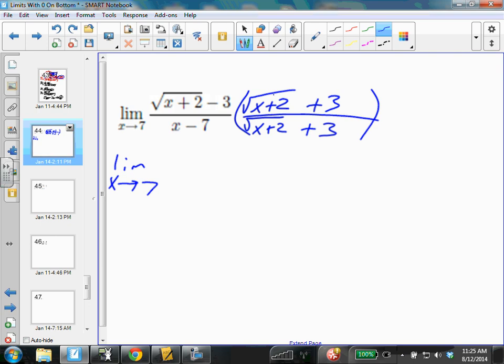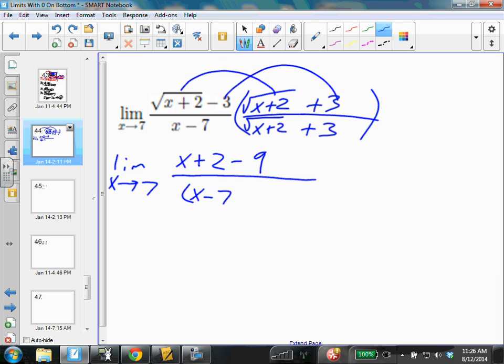So in this case, I'm only going to do a first term and a last term. Okay? So I'm going to do the first terms times one another. And that'll just give me x plus 2 in this case, because the square root of x plus 2 times the square root of x plus 2, it just comes out of the square root. And then I'm going to multiply the last term. So a negative 3 times the positive 3 is going to give me negative 9. And then remember, leave whatever part didn't have the square root in it to start with. Leave the bottom alone in this case. If the square root was on the bottom, then we would leave the top alone.